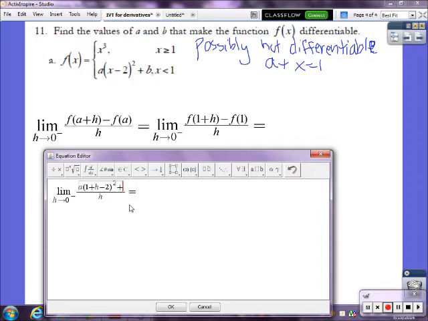Plus b. So don't forget, when you get involved in this input process, make sure that you go step by step, term by term. So I have my a, I have my x value, which is 1 plus h, minus 2 all squared, plus b. Okay, so that's only f of 1 plus h. And then I have minus f of 1, which would be substituting 1 in just for x.